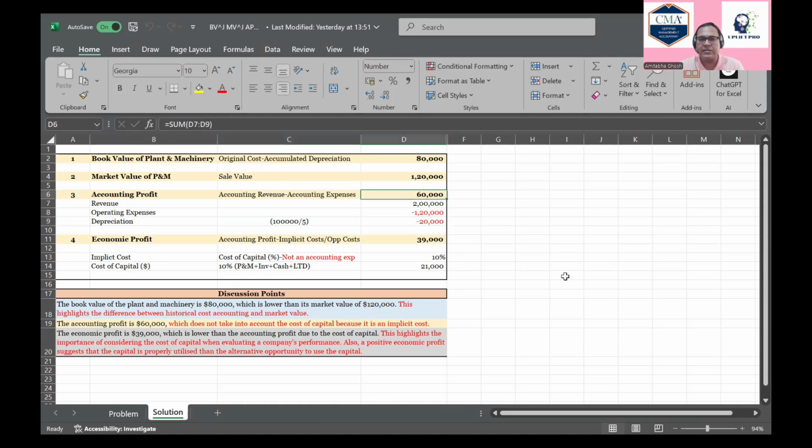And how do we get 60? Simple, from the revenue we are deducting our OPEX and depreciation to get our accounting profit, right? So that is the computation of the third part. Now comes the economic profit.